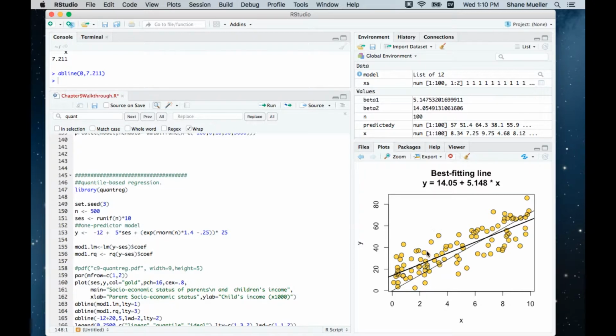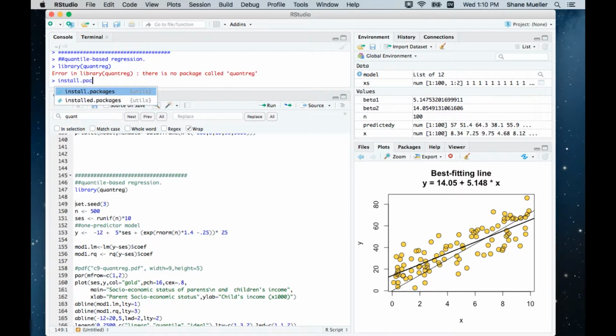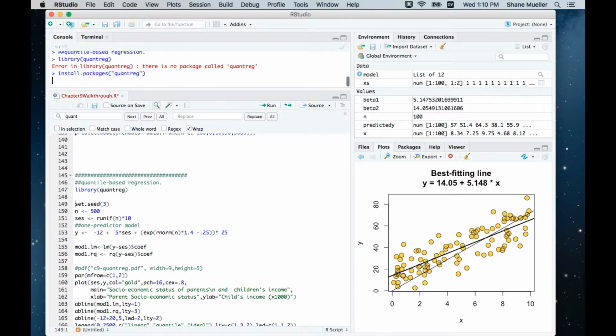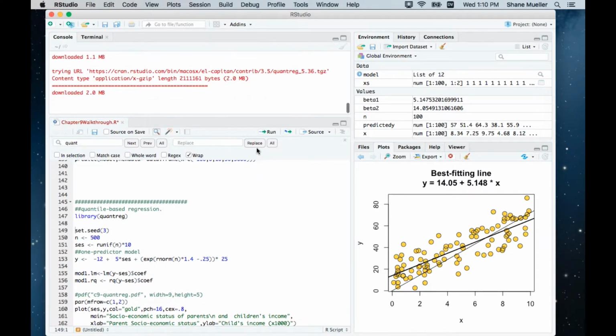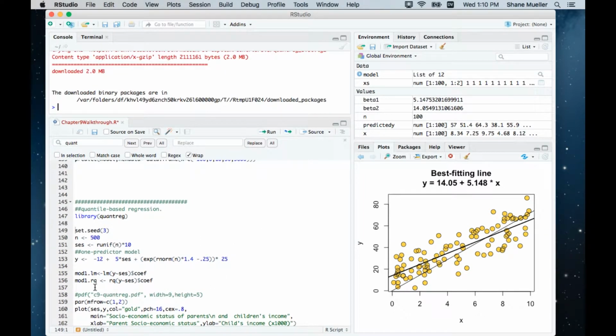Some are only applicable for intercept plus slope models, single predictor models. I'm going to show you one that's available for multiple predictors. It's called Quantile Regression. There's a library within R called quantreg, and so make sure you install it. And it works a lot like linear regression. It has rq for regression quantile instead of lm, but the basic mechanics work very similarly.